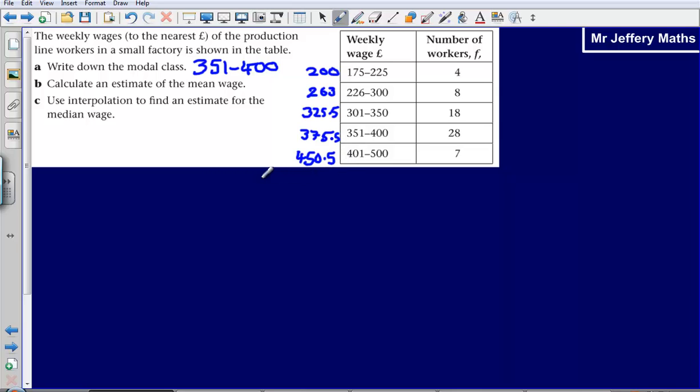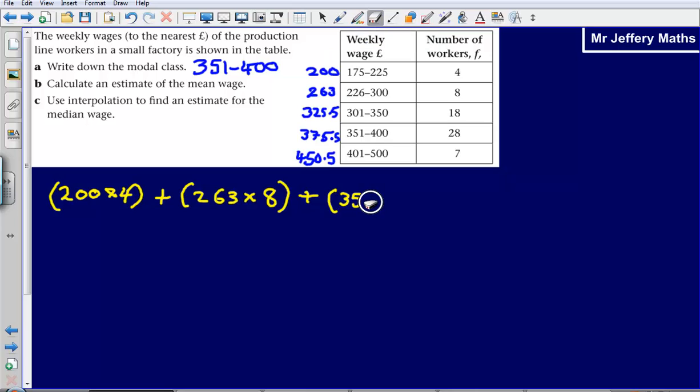So now what do we do with this information? Well, we simply multiply our midpoint by our frequency, then divide by the total frequency. So let's do that now. What we're going to get is 200 multiplied by 4, plus 263 multiplied by 8, plus 325. Oops.